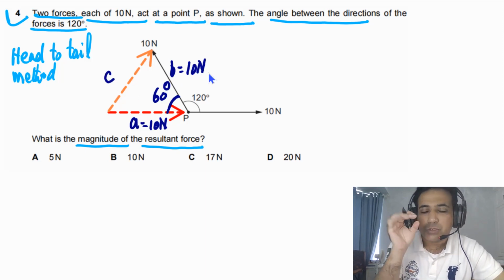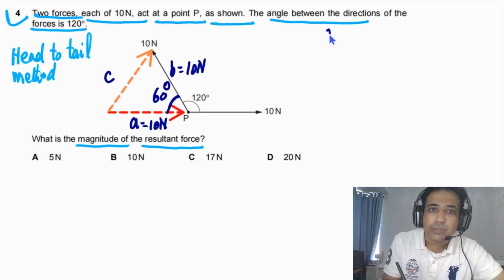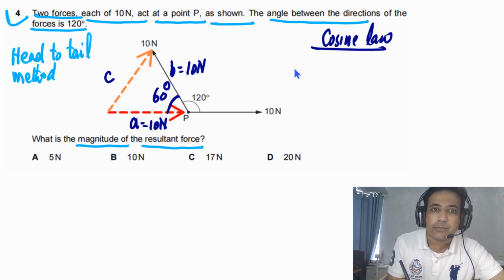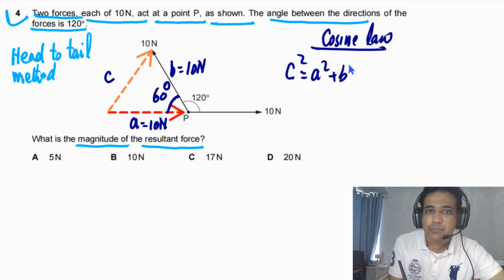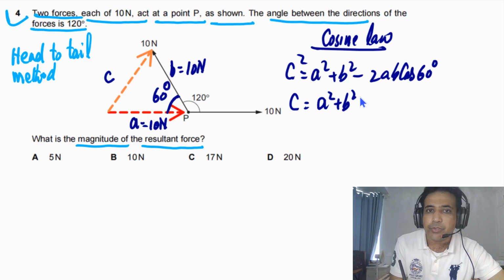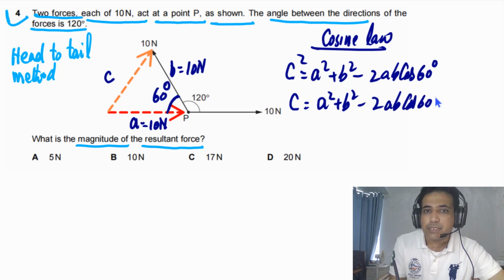Now simply we can use cosine law. So we can write down cosine law. According to cosine law, if you have angle between two vectors, we can write down the C square in this case will be equal to A square plus B square minus 2AB cosine of the angle between these two vectors, which is 60 degrees. So this is how we can find out C. So C will be equal to the square root of A square plus B square minus 2AB cosine of 60 degrees.